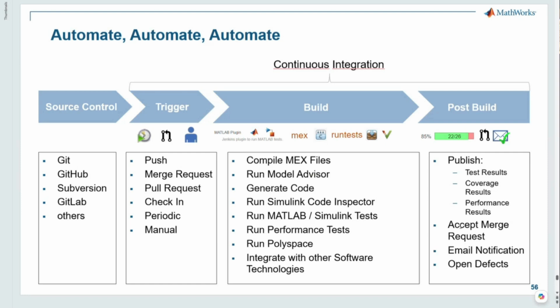And I would like also to recommend to automate. So if possible, use continuous integration where you automate all the activities of testing, checking, analyzing, so that when you make a new modification on the file, you push it and automatically it generates the code, it launches Model Advisor, it launches the tests, it launches Polyspace, and then it publishes the results, and then you review the results.